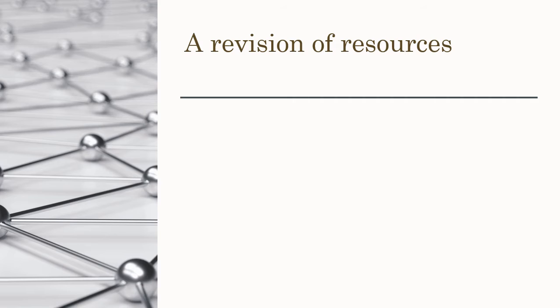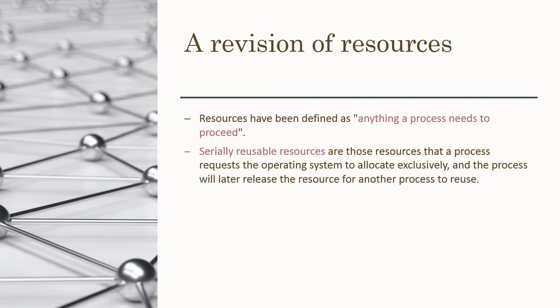A revision of resources. Resources have been defined as anything a process needs to proceed. This could be a block of primary memory, a file, or exclusive access to a device. Serially reusable resources are those resources that a process requests the operating system to allocate exclusively. This means that the process asks for the resource and the operating system grants it mutual exclusion on the resource. And the process will later release the resource for another process to reuse.